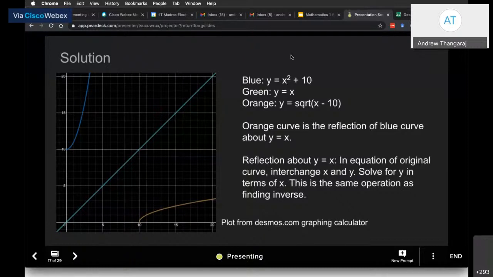Somebody is saying my colors are wrong here. Really? Made a mistake.